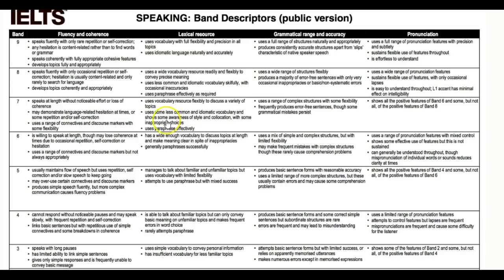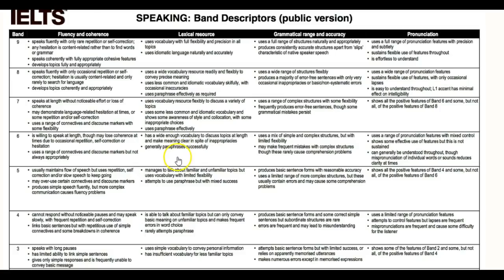Okay, so here, uses paraphrase effectively. Now, what does this mean? It's possible that you may need to describe or explain something, but you don't know the precise word to describe it. When this happens, you must use paraphrase, and that essentially means that you find another way to define or explain what you're talking about without actually using the word that you can't think of or don't know. So at a 7, you are expected to do this appropriately, effectively, probably not a ton, but when you do need to use it, you can.